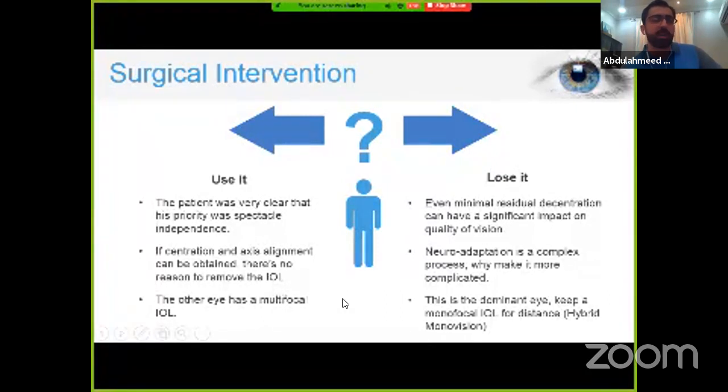This is one of the reasons why we may be a bit conservative with the YAG capsulotomy, because we're trying to make sure that we don't harm the bag in case we go later for surgical intervention. We need the bag intact.